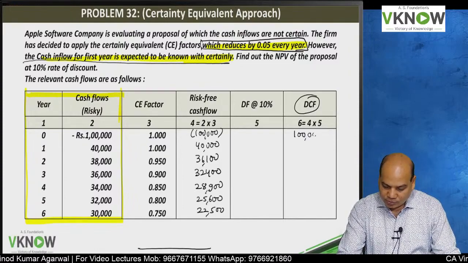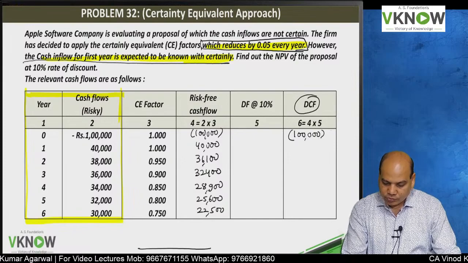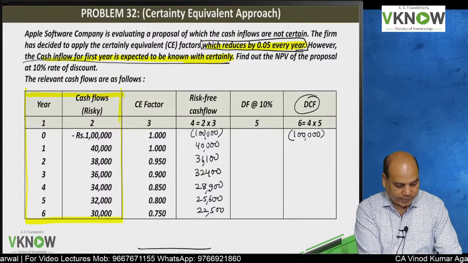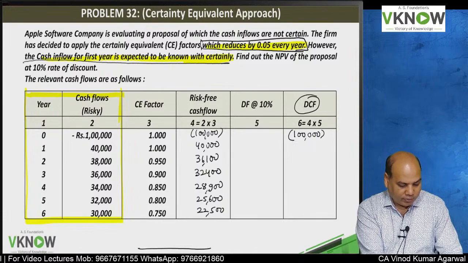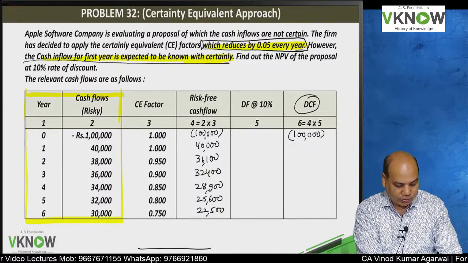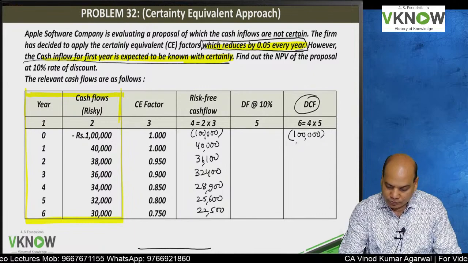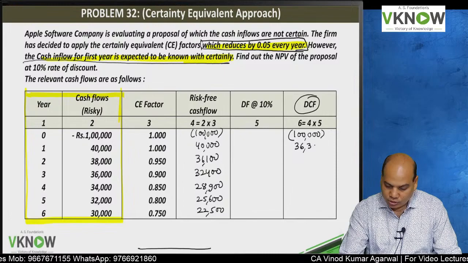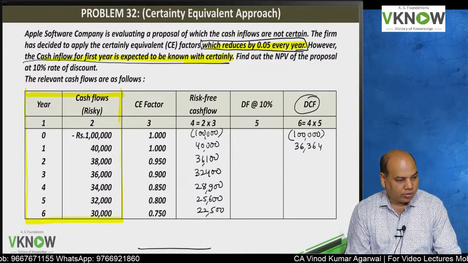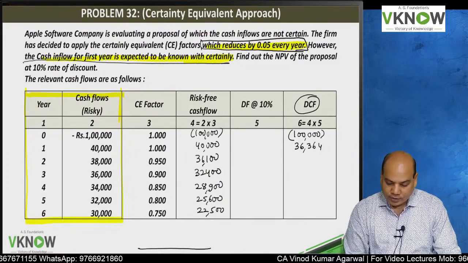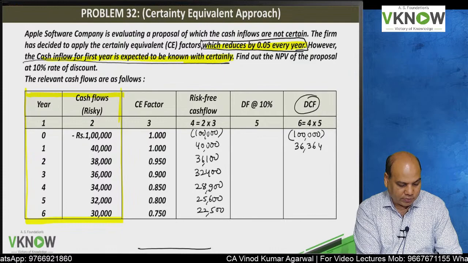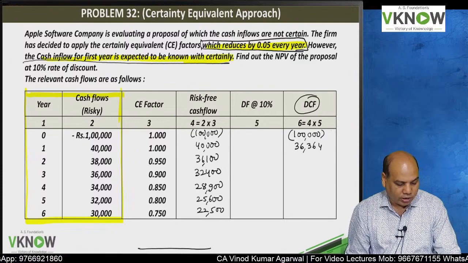This is 1 lakh because year 0. Now you type 40,000 on calculator, divide by 1.10 equal to memory plus, 36364. You can round off. Okay, then you type 36,100 divide by 1.10, 2 times equal to memory plus, round off, 29835.